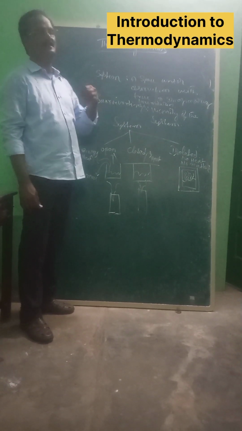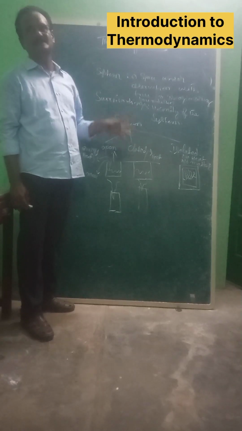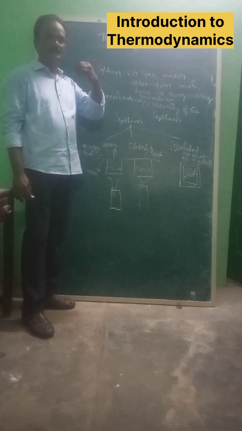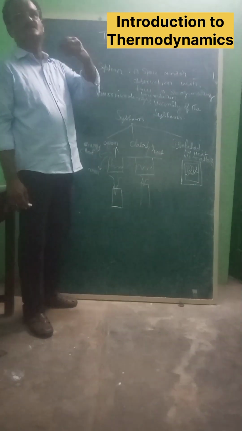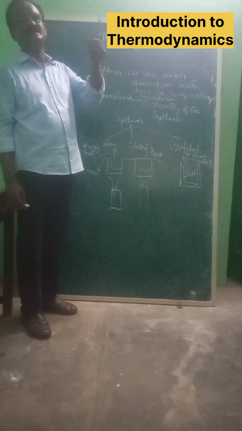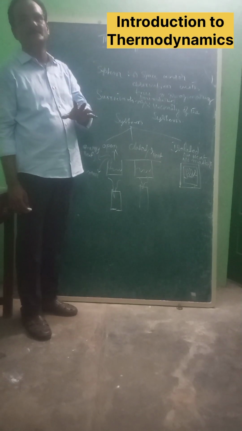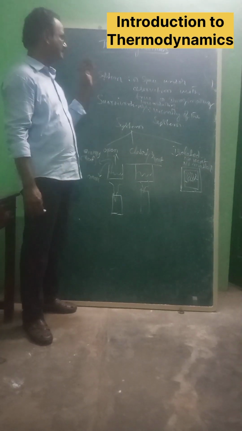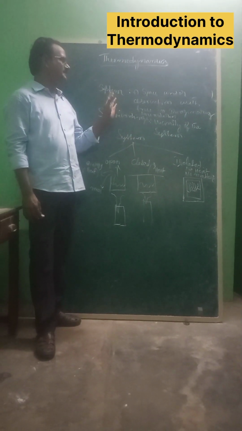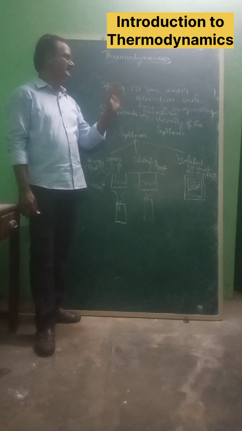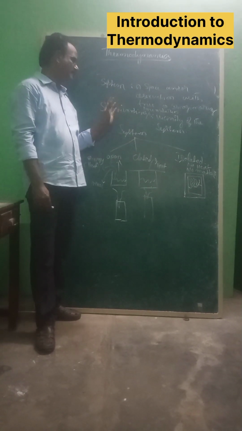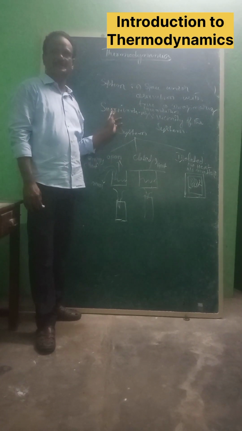So here there are thermodynamic functions, state functions and path functions. A function which depends upon the path of the reaction is said to be path function. A function which depends upon the initial state and final state is said to be state function. Okay. So then system and surroundings: a space under observation with true or imaginary boundaries is said to be system. Vicinity of the system is said to be surroundings.